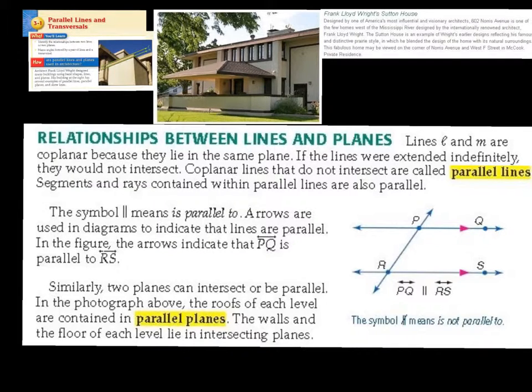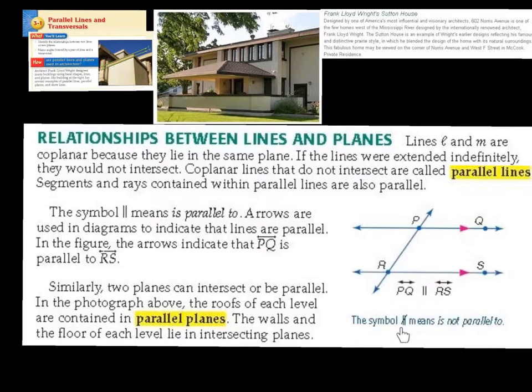The symbol ∥ means is parallel to. Arrows are used in diagrams to indicate that lines are parallel. In the figure, the arrows indicate that line PQ is parallel to line RS. Similarly, two planes can intersect or be parallel. In the photograph above, the roofs of each level are contained in parallel planes. The walls and floor of each level lie in intersecting planes.